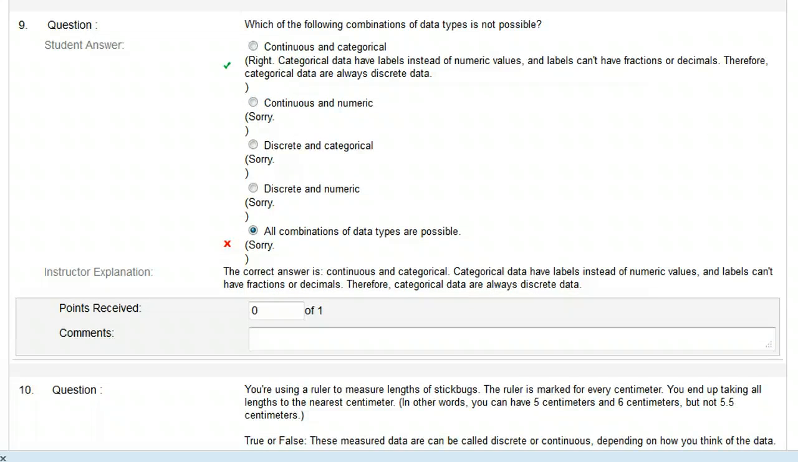Question 9. Yeah, so the one that you can't have is continuous and categorical, because categorical doesn't really have any mathematical meaning, and continuous usually does. So in other words, if you assign a number like grade, we were just talking about grade, if you assign 1.5 to it, that doesn't really make sense, and so therefore it wouldn't be continuous, because continuous means that you can have fractions and decimals.